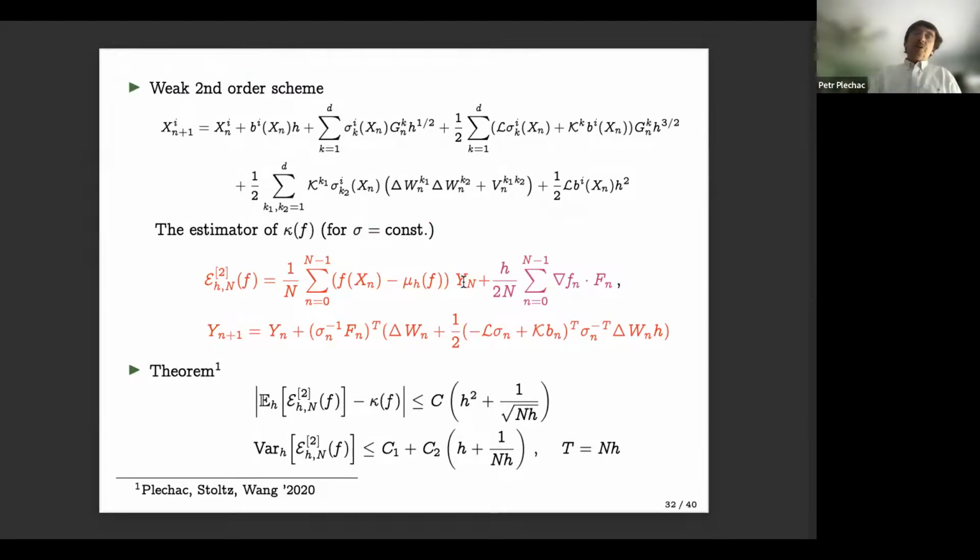But if you use the second order scheme, here is an example of one second order scheme, we will find that this has to be modified to achieve, again, the consistent second order error in the bias of the estimator. And we see that now there are some additional terms which need to be added to the definition of the reweighting process.